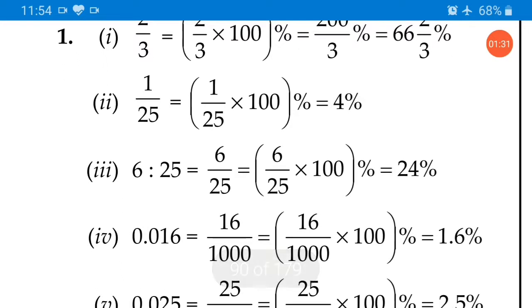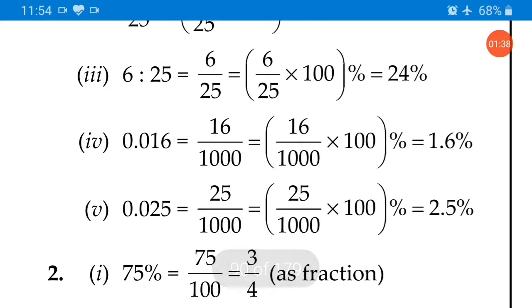Third number we have completed, the answer is 24%. Fourth number, 0.016. It is in decimal form. We have to convert it into a fraction first of all. So 16 upon 1000 multiplied by 100, that is 1600 divided by 1000. So it is 1.6%.